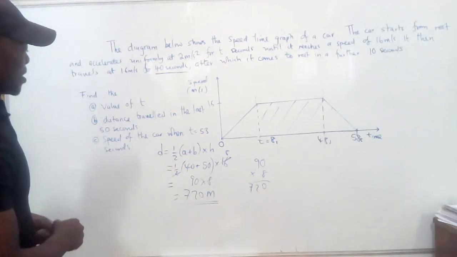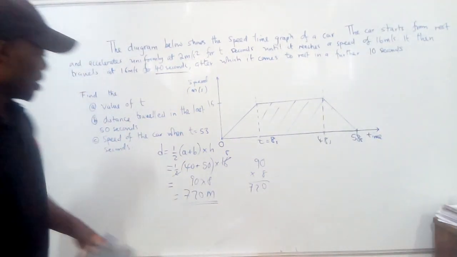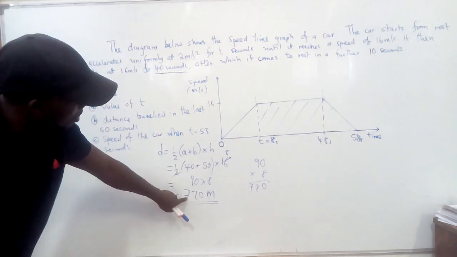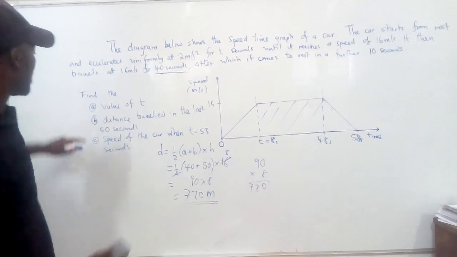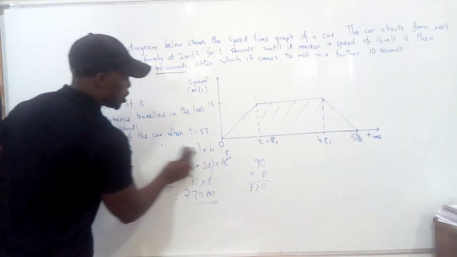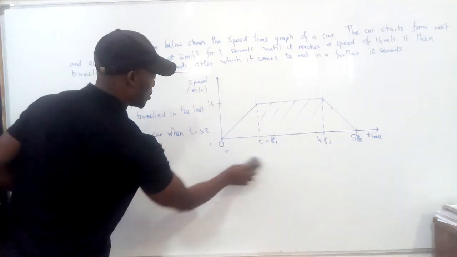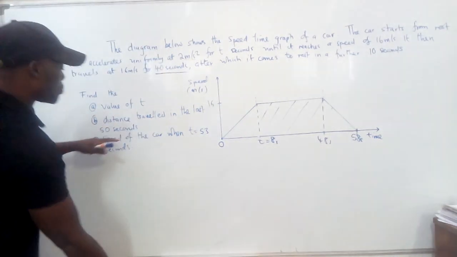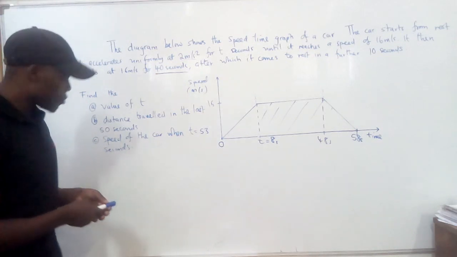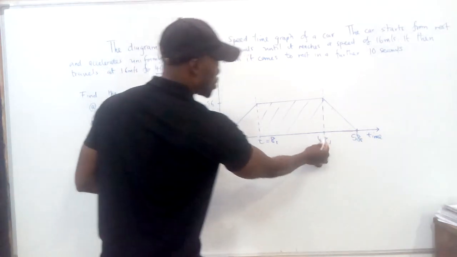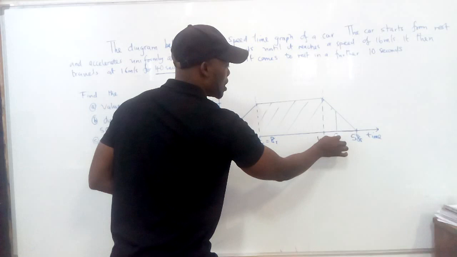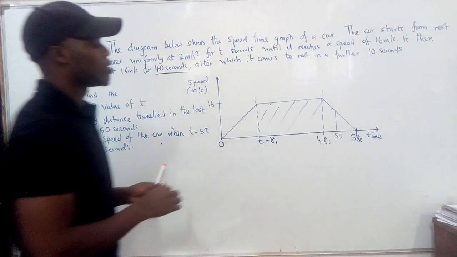Alright. So now, since we found our distance to be 720 meters, which is our question B, we now jump to question C. In question C, they are saying we find the speed of the car when time is equal to 53. This is 48 and this is 50, so 53 must be somewhere here. So this is 53 seconds.